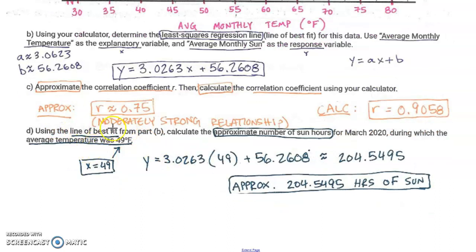And for letter D, using the line of best fit, what we're going to be doing is making an estimate. So we know that the average temperature in March was 49 degrees Fahrenheit. So we're going to take this value, which is the x value, and substitute in here for x. And then solve it. We get 204.5495. It's about 204.5 hours of sunlight.